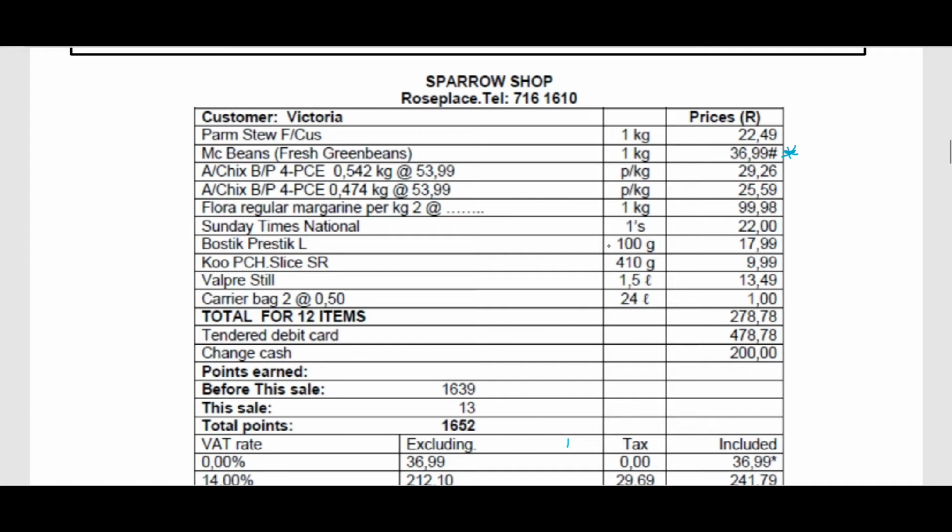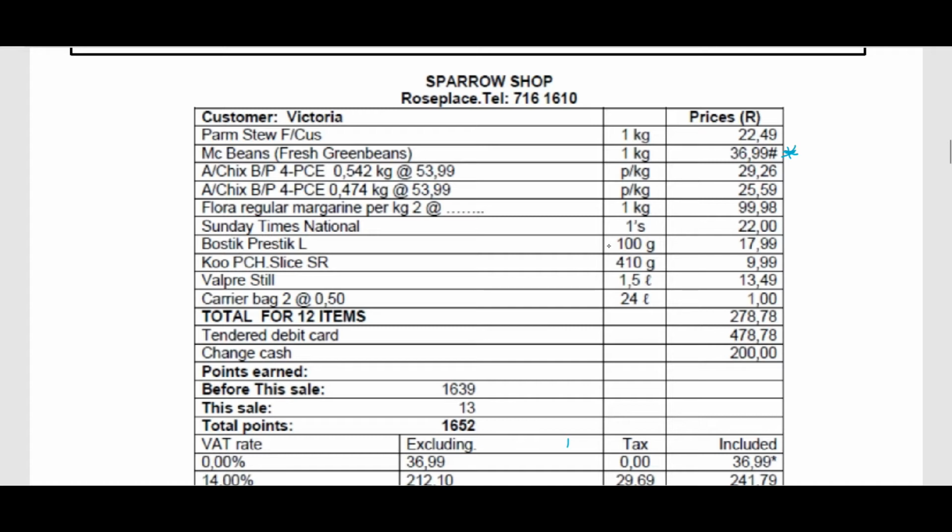You count the items, and then you find that there are 12. So if we count 1, 2, 3, 4, 5, 6, and then there are 2 margarines there, so it's 7. Then 1, 2, 3, 4, 5, 6, because it's twice, 7, 8, 9, 10, and 2 carrier bags, so it's 12, right? So you get 12 items. So we know that we bought 12 items.